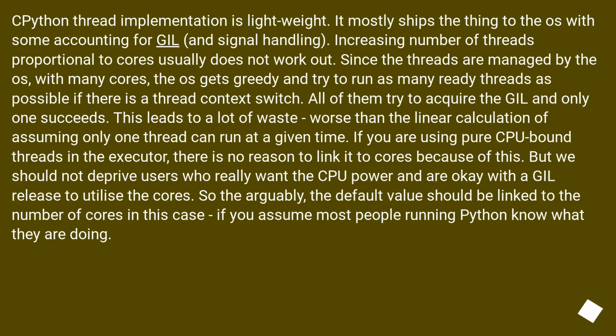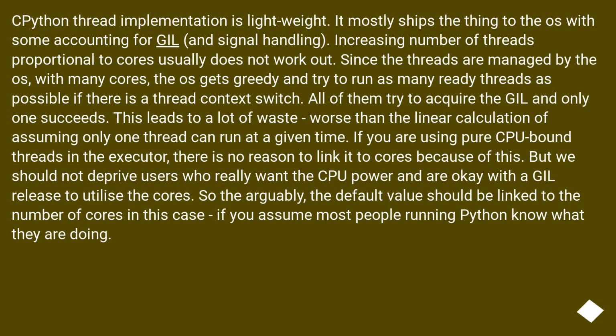Python's thread implementation is lightweight. It mostly ships the thing to the OS with some accounting for the GIL and signal handling. Increasing the number of threads proportional to cores usually does not work out. Since the threads are managed by the OS, with many cores, the OS gets greedy and tries to run as many ready threads as possible if there is a thread context switch. All of them try to acquire the GIL and only one succeeds.